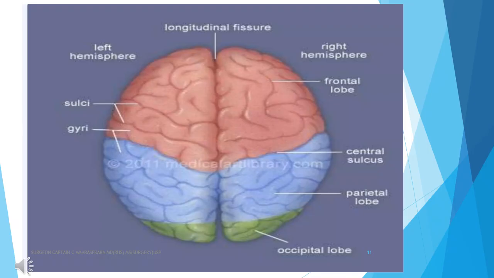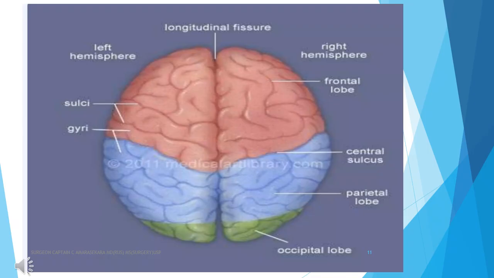The frontal lobe, shown in pink, governs executive function, speech production, so Broca's area in the dominant hemisphere, and voluntary movement. Frontal lobe trauma or tumors may present subtly with personality changes, poor judgment, or disinhibition.